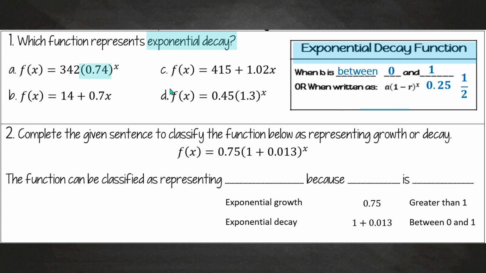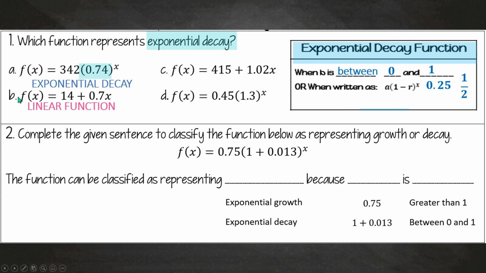And so I notice in A, I have 342, so I have a very large a term, but my b term is actually 0.04, which is exponential decay. So this is more than likely my answer here.